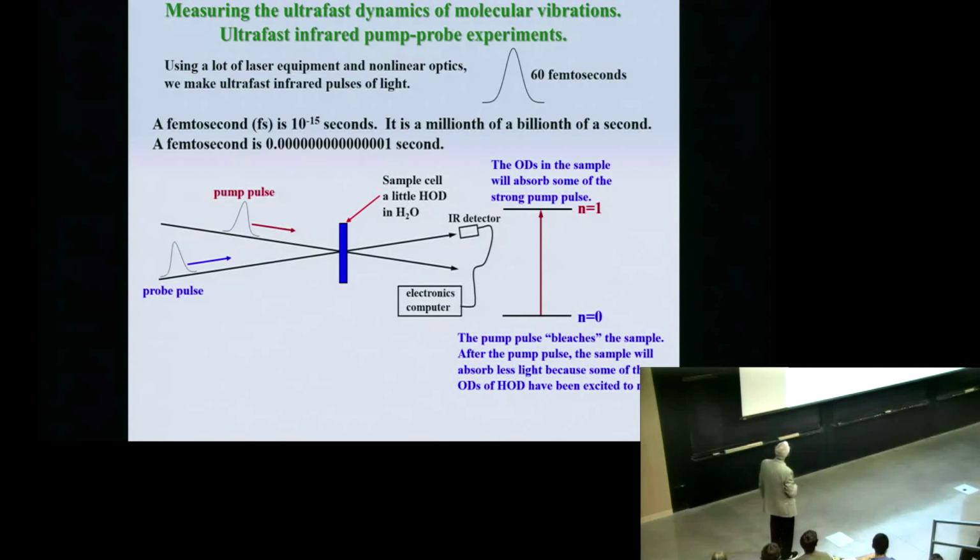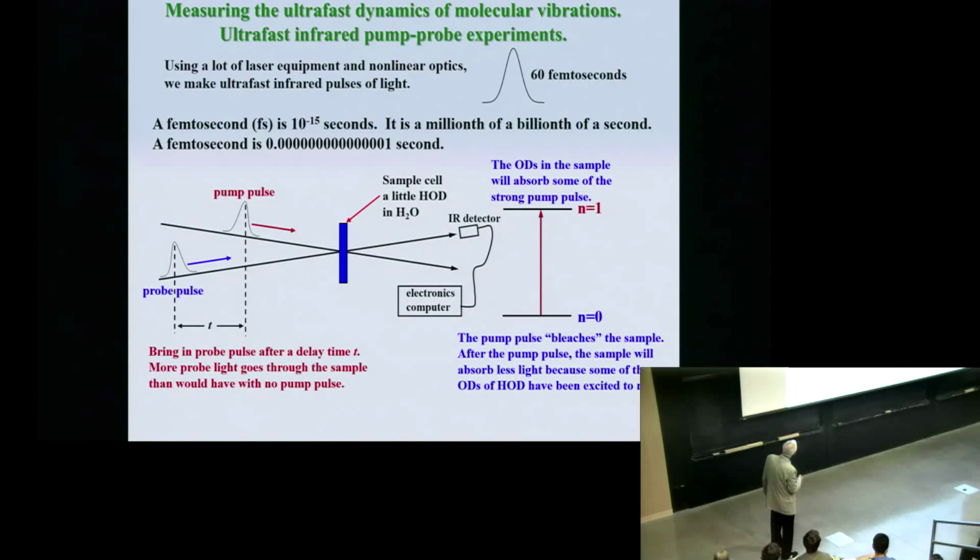Then what we do is we bring in another pulse of light, and we bring it in a known time later. We can control this time t. This is called the pump pulse because it pumps the molecules up into the excited state. And then we bring in a weak probe pulse to see what's happened. Because the pump pulse put some of these molecules in the excited state, more of this probe pulse will make it through the sample to my detector than if I didn't have this.